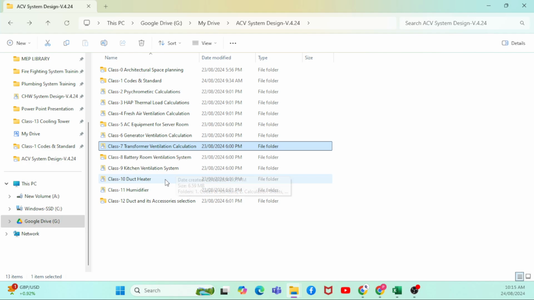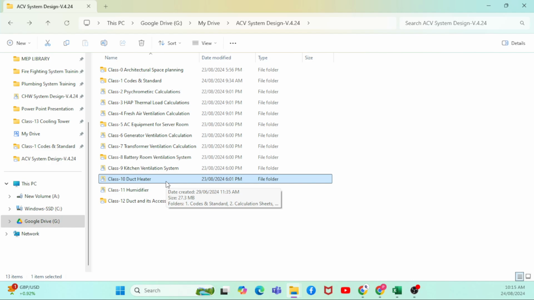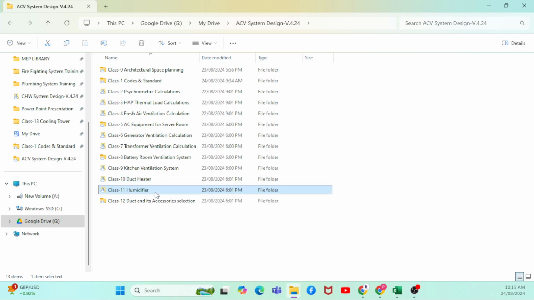Everything is given here. Okay, the duct heater, say for example, during winter you have to maintain the room temperature. But since the outside temperature is very cold, you have to maintain room temperature at a higher temperature than the outside. So you have to add the heater. So how to calculate the duct heater capacity? Okay, if your room is very dry, you have to add humidity, moisture. So how to calculate the humidifier capacity? You can calculate the capacity of the humidifier based on the formulas.